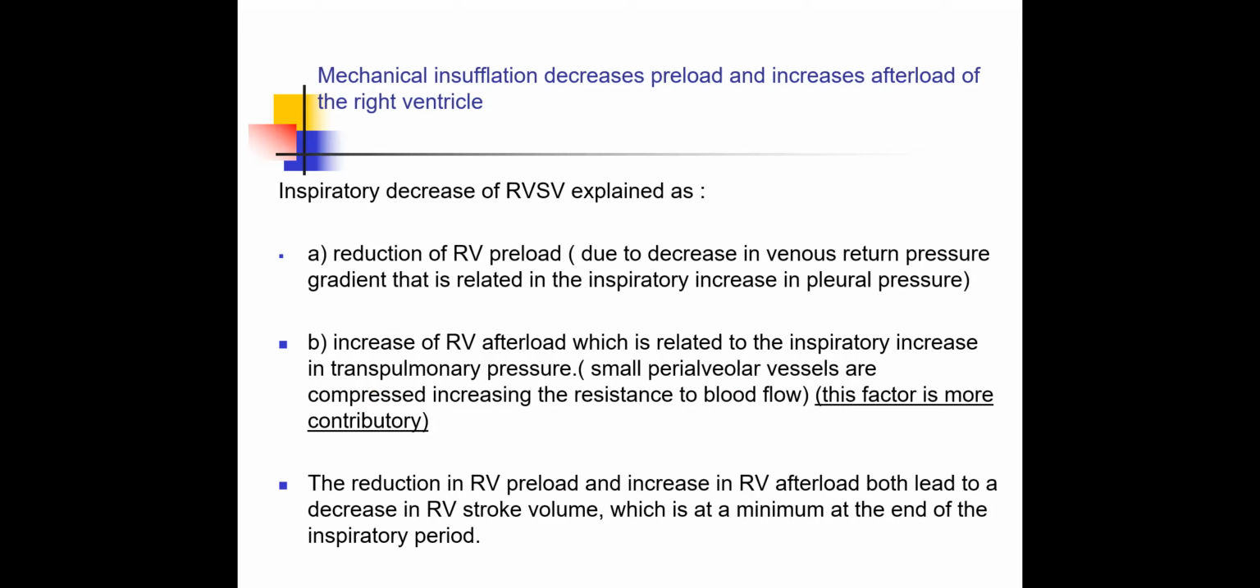So the RV preload is reduced due to decreased venous return, and RV afterload is increased, leading to a total reduction in the RV outflow, or RV stroke volume. This is minimum at the end of the inspiratory period, or at the peak of inspiration, you can say. It's cyclical, and then during expiration the reverse will happen.